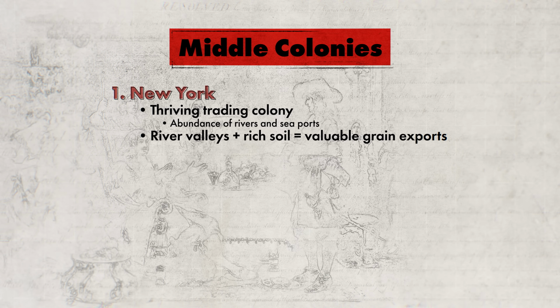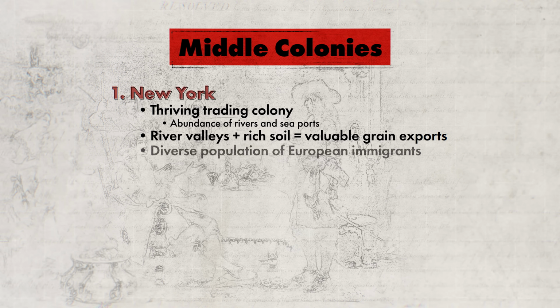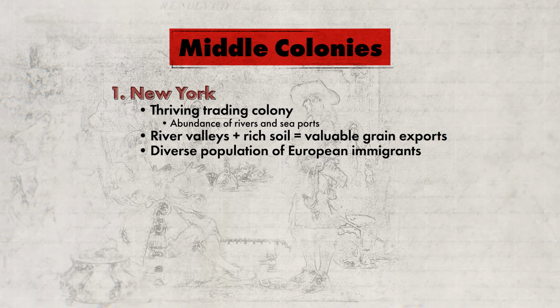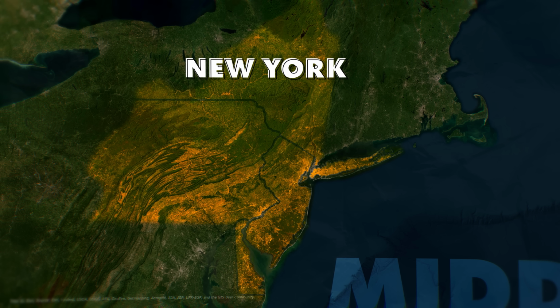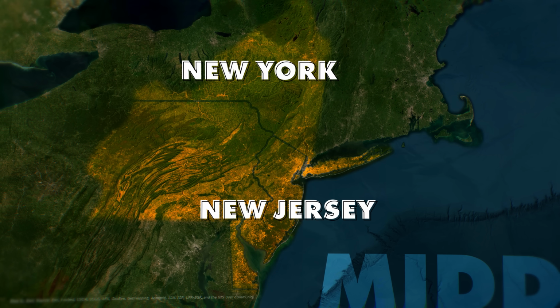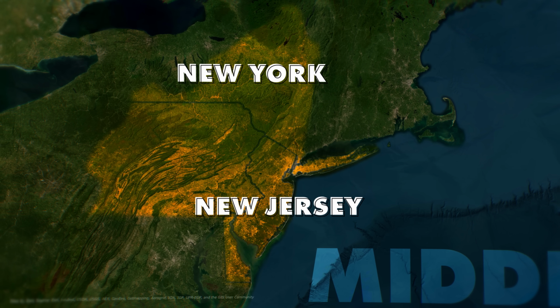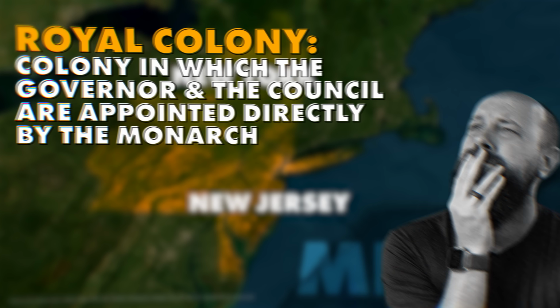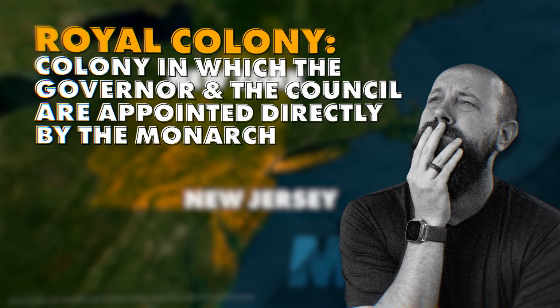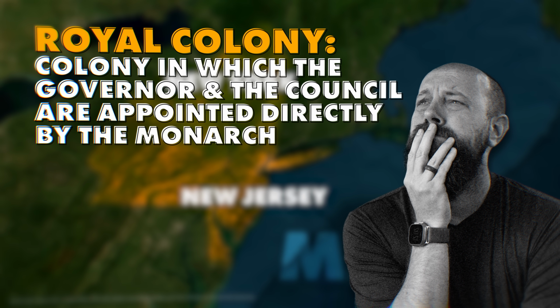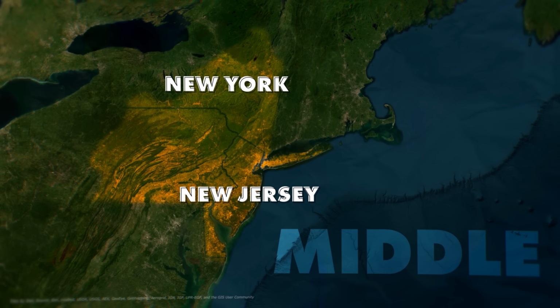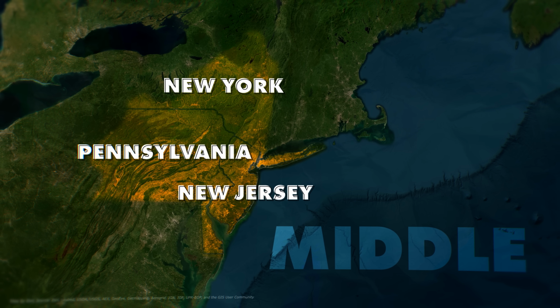Anyway, like the Dutch settlement before it, New York became home to a diverse group of European immigrants who arrived seeking to better themselves economically. Now, eventually the king got a little saucy about the size of the New York colony, and so he divided it in 1664. And by 1702, that new section became New Jersey, which was a royal colony that shared many of the same characteristics that I mentioned about New York. And by the way, royal colony just refers to a colony in which the governor and the council were appointed directly by the monarch.